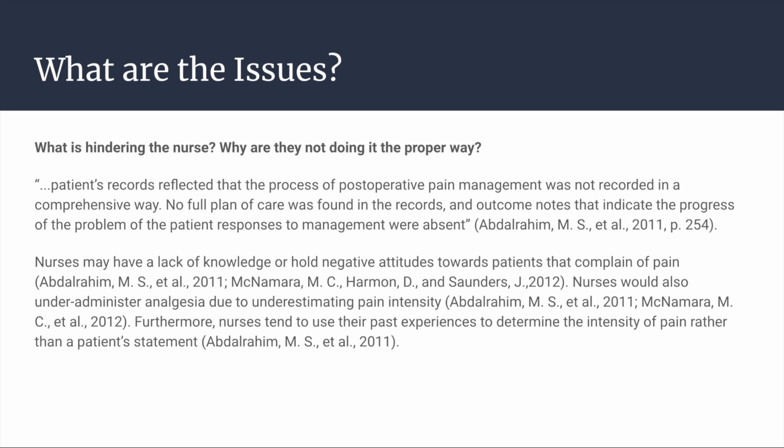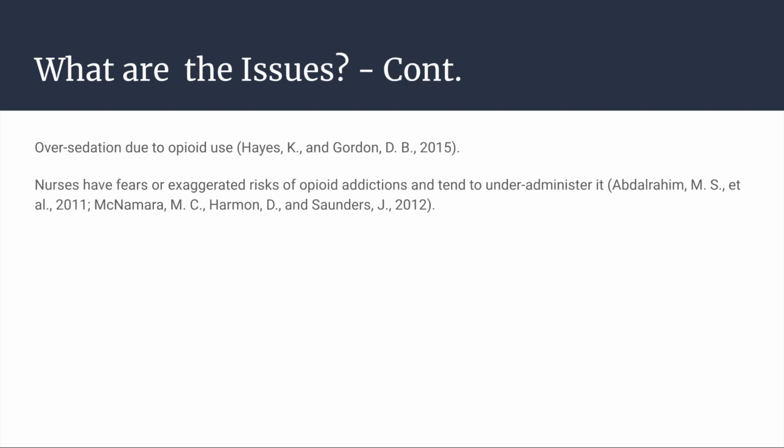Another issue that nurses may have is the lack of knowledge or holding negative attitudes towards patients that complain of pain. Nurses would also under-administer analgesia due to underestimating pain intensity. Furthermore, nurses tend to use their past experiences to determine the intensity of pain rather than a patient's statement. Oversedation due to opioid use also seems to be an issue that needs to be addressed. The last major issue is that nurses have fears or exaggerated risk of opioid addictions and tend to under-administer it.